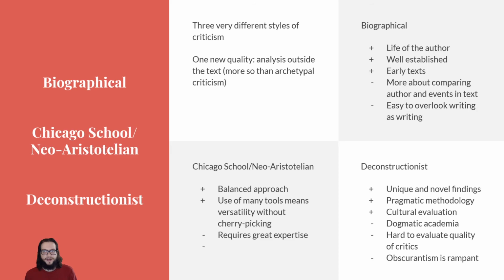Deconstructionists tend to be very dogmatic, especially in academia. Basically, the longer you're deconstructing things, the more likely you are to approach this hive mind consensus, and that's not typically good. It's hard to evaluate the quality of deconstructionist critics because the terminology and methodology is very unique to that style, and you need to get good at it before you can really appreciate it. And you also have just rampant obscurantism, which means that the deconstructionists don't care if you understand them. They're writing to write in a certain way.